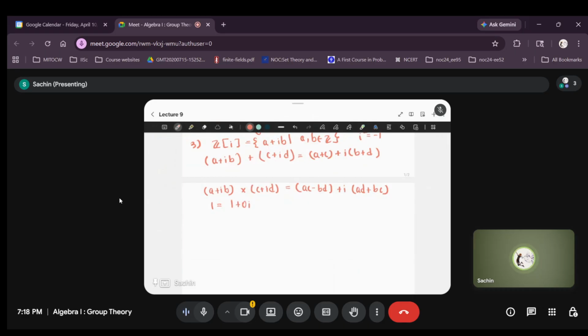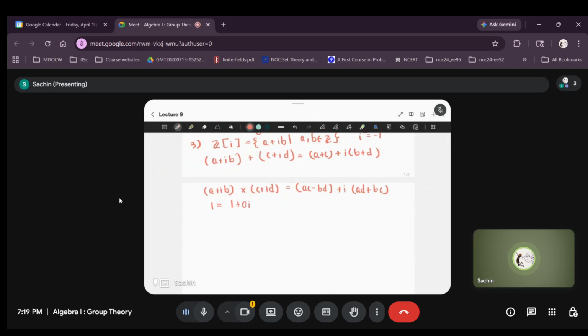Multiplication is associative. Again, you can write three different numbers and verify it. It's not difficult to do. It's also commutative. And this is a subset of complex numbers, and distributivity holds in complex numbers. So here also distributivity, associativity, everything holds. So this Z of i is also a ring under complex number addition and complex number multiplication.